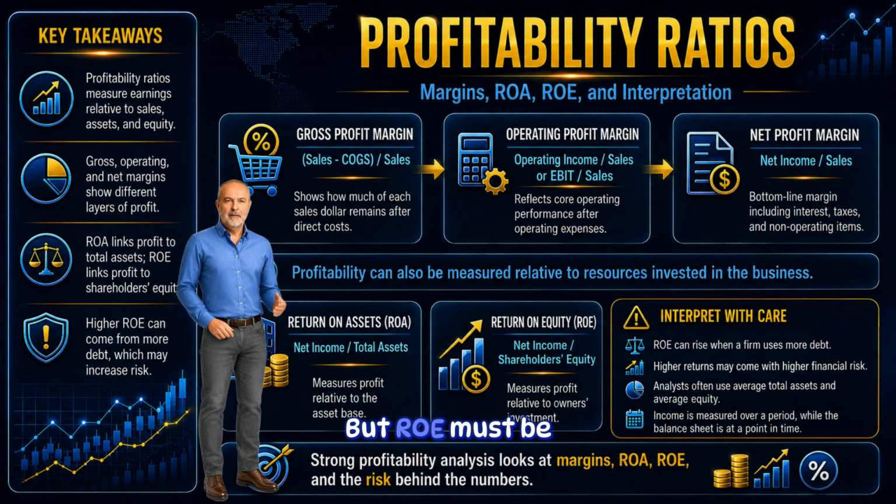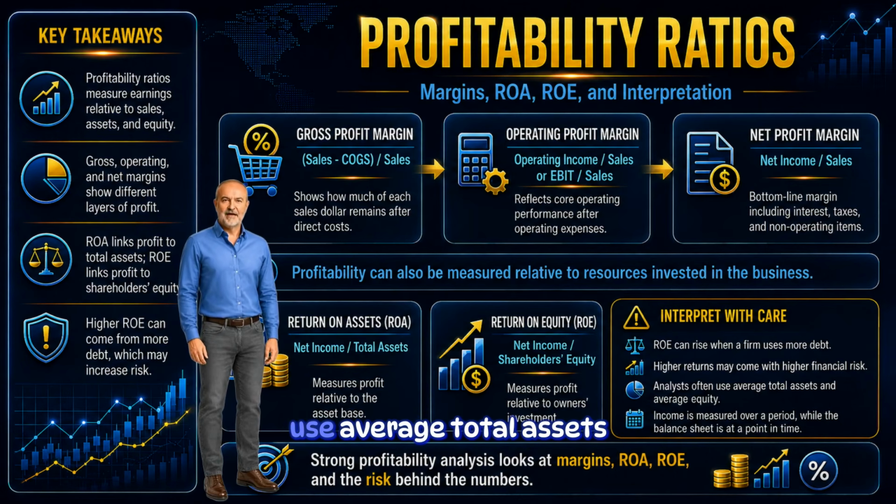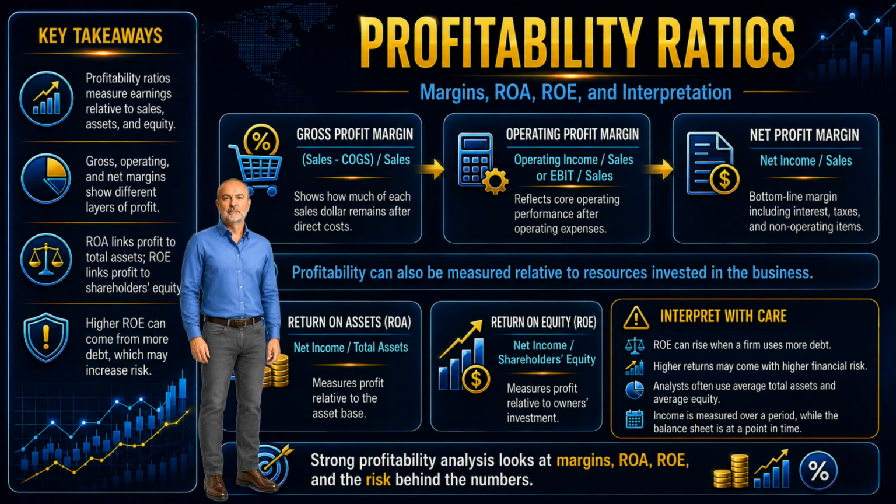But ROE must be interpreted carefully. A firm can increase ROE by using more debt, because debt reduces the amount of equity financing relative to assets. That may increase returns, but it also increases risk. In practice, analysts often use average total assets and average equity because the income statement covers a period while the balance sheet shows a point in time.